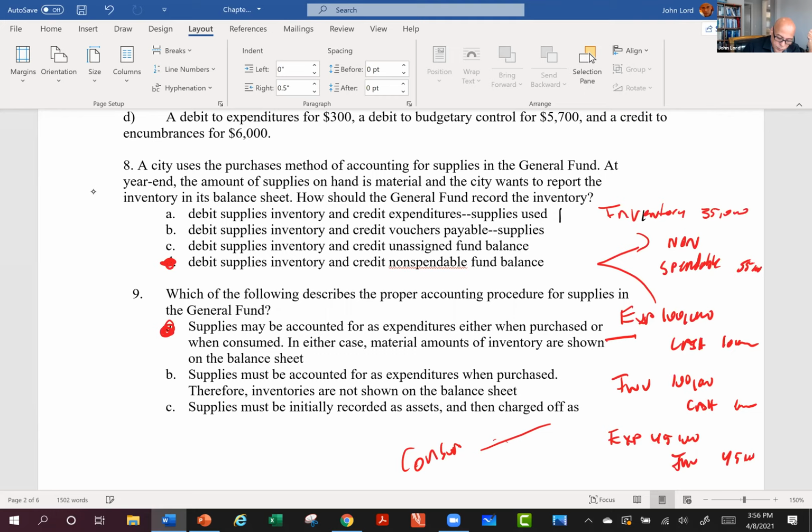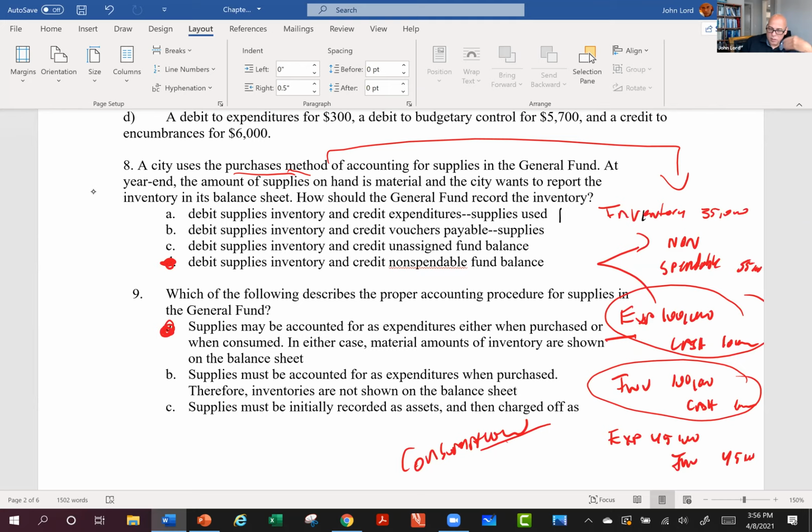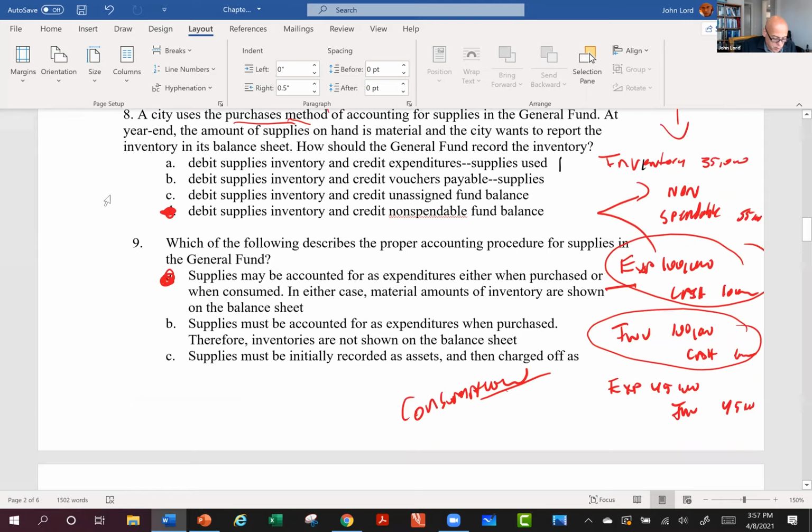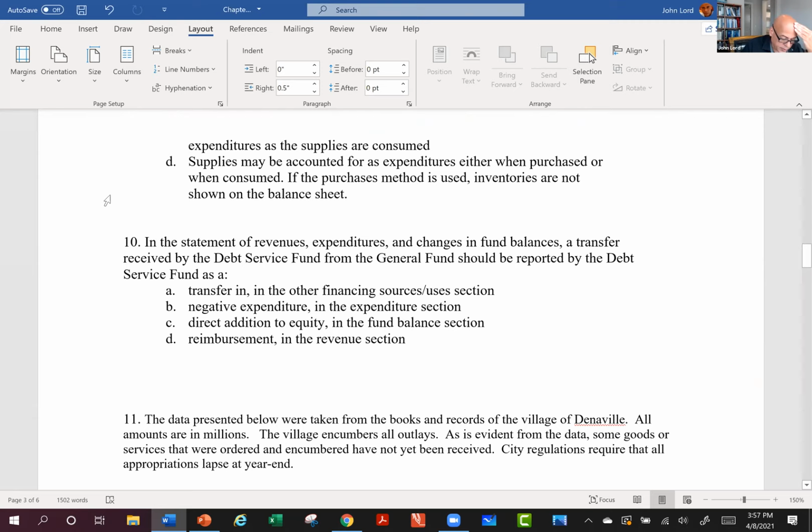This was, as we know, the purchase method, right? Okay, those are the two methods. So you could treat it as an expenditure at the time that you buy it, or you can treat it as inventory at the time you buy it. But under both methods, at the end, remember I said we saw inventory, non-spendable fund balance, they both ended up in the same place. Okay. Is there any question about any of the other choices? Okay, good.